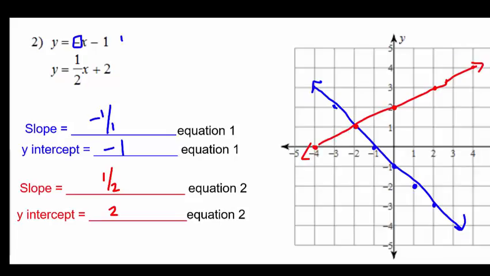And so where do they actually intersect? We know we want to put x first. So the x value of the intersection is at -2. The y value is at 1. And there is our solution there.